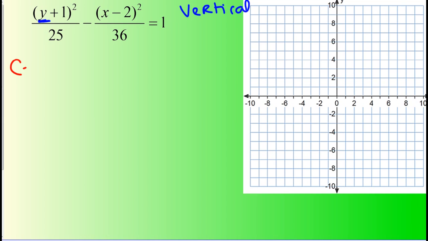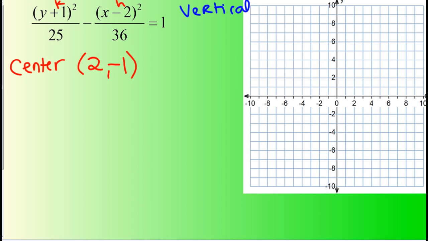So when you write your center, many of us will just, without even thinking, write, oh, it's a -1, +2. It is not a -1, +2. It is a +2, -1. Here is your h, here is your k. That's what you have to be careful of when you are graphing a vertical hyperbola.